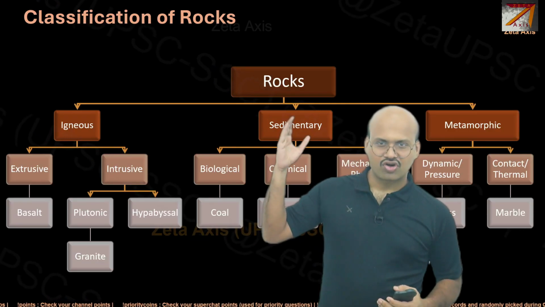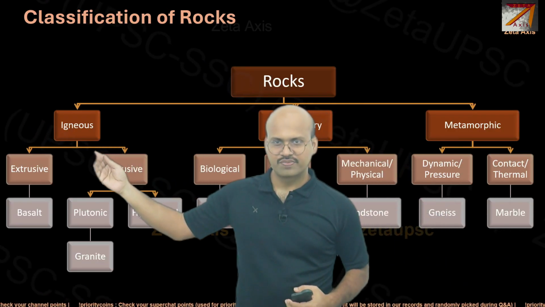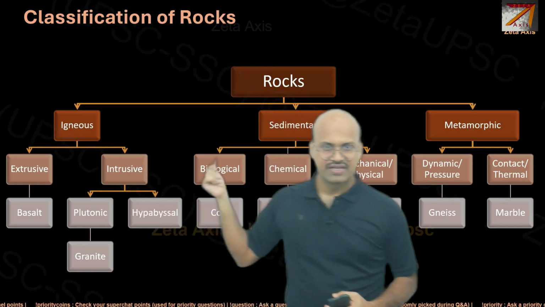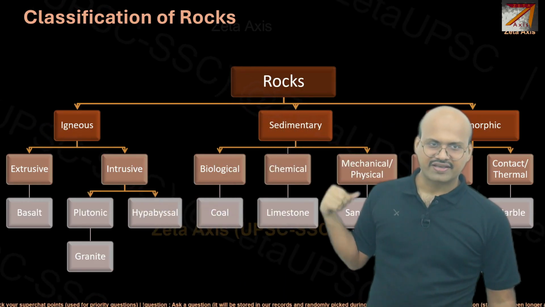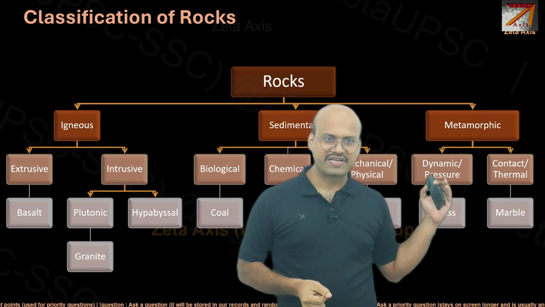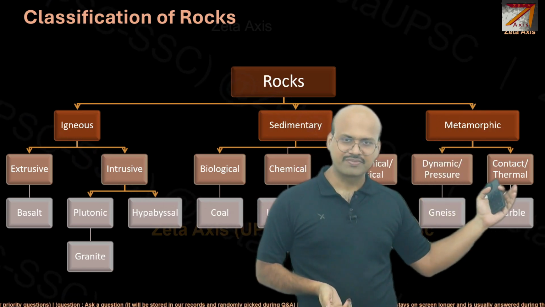The igneous rocks could be extrusive and intrusive. The sedimentary rocks can be further divided into biological, chemical, mechanical, physical, and the metamorphic can be dynamic, pressure, or contact, that is thermal.